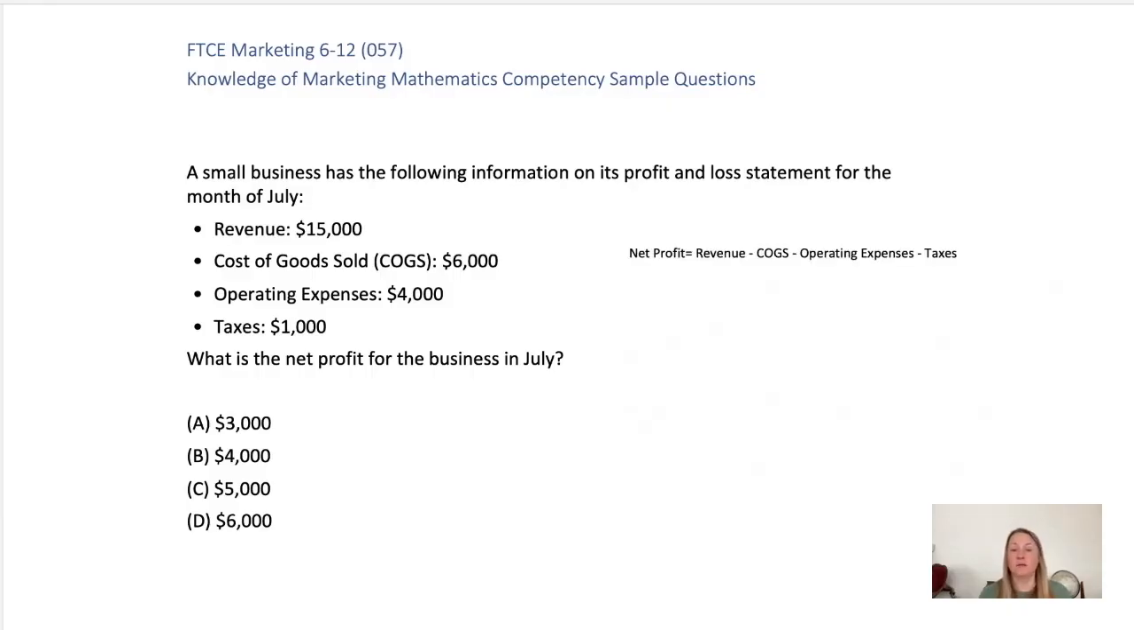Using the formula, net profit equals revenue minus cost of goods sold minus operating expenses minus taxes. So 15,000 minus 6,000 minus 4,000 minus 1,000 equals 4,000. The net profit for the business in July is 4,000.